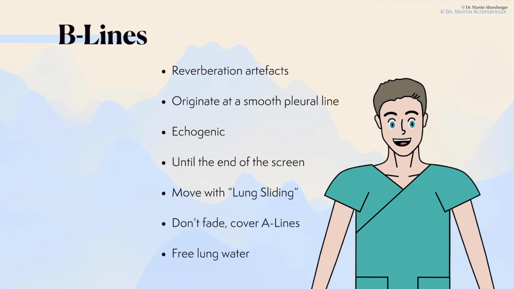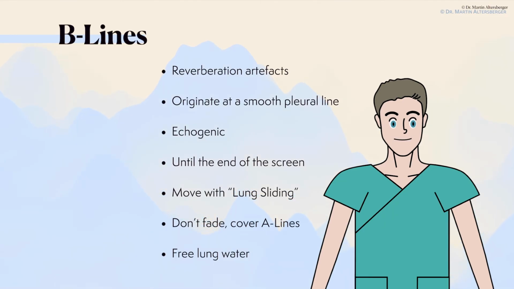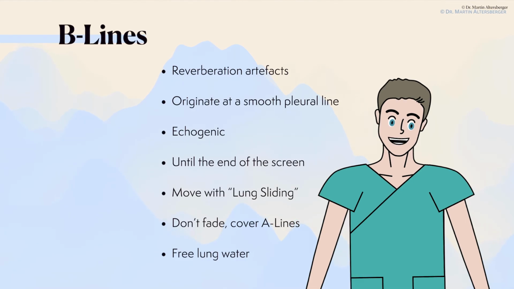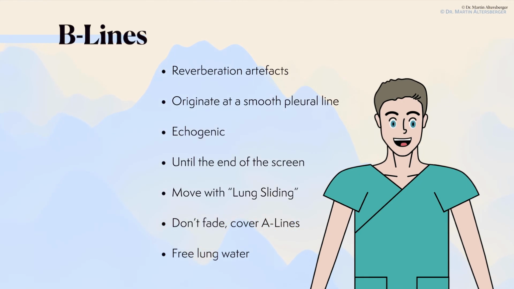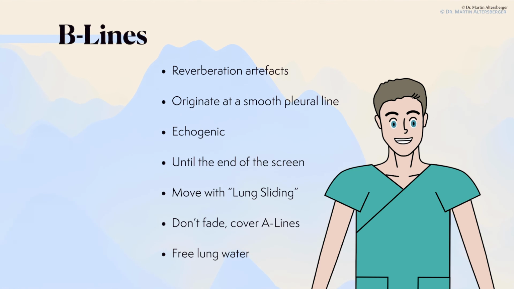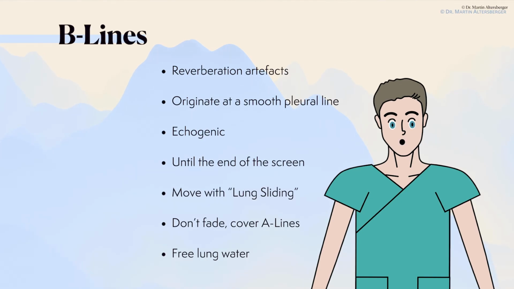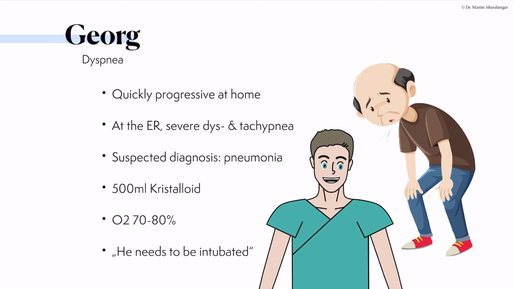So B-lines are reverberation artifacts. They always originate from a smooth pleural line. They are echogenic, so hyperechoic. They do not fade until the end of the screen, depending on where you still see B-mode imaging. They always move with lung sliding. They cover other artifacts such as A-lines, and they are a sign of free lung water. I want to emphasize it really has to be a smooth pleural line to call the artifacts B-lines.